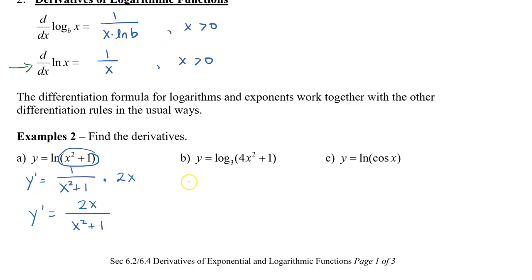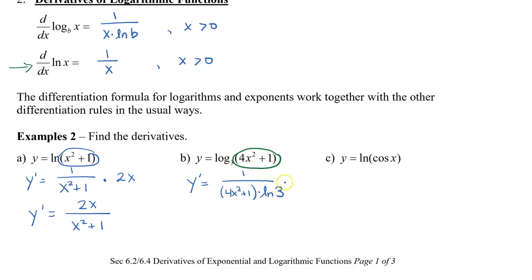All right, let's take a look at the next one too. So y prime, this time we're going to use the first log rule. So this will be 1 divided by our x. So this will be 1 divided by 4x squared plus 1 times the natural log of the little b here, which is our base. So that will be times the natural log of 3. Okay, now we need to take the derivative of 4x squared plus 1.